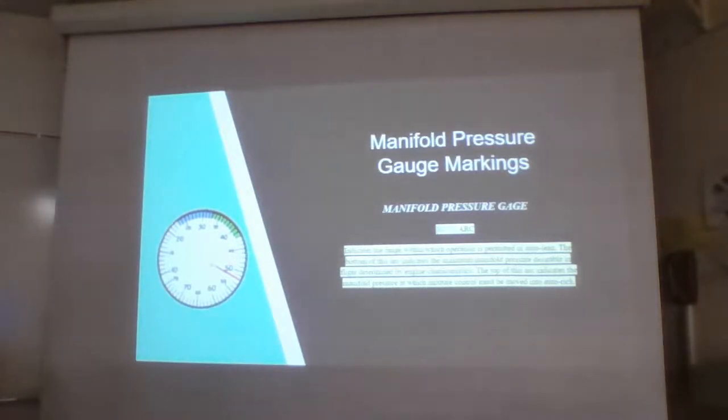Okay, so this blue range is only used for when you want to operate in an auto lean condition in a reciprocating aircraft. But if you get toward the bottom of this blue arc, that indicates the minimum manifold pressure desired in flight. So in auto lean condition, if you're toward the bottom end of that blue arc, that's your minimum to operate in an auto lean condition.